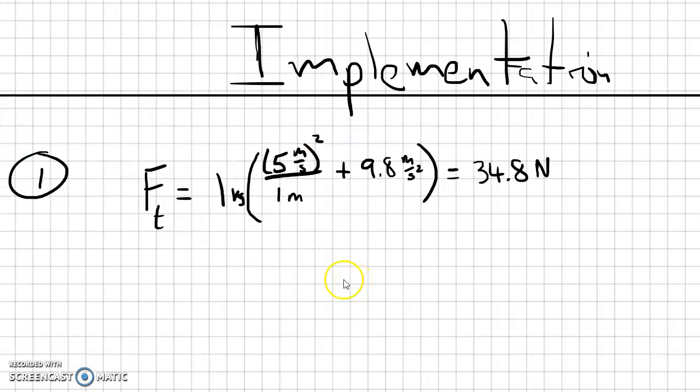Okay, so we've substituted numbers in. Of course, there's the 1 kilogram mass, the 5 meters per second. Don't forget to square it. We're dividing that by the radius of 1 meter, and of course, there's the acceleration due to gravity, which is 9.8 meters per second squared. If you do the calculations, you end up with a tension of about 34.8 newtons. All right, so now let's take a look at our second part.